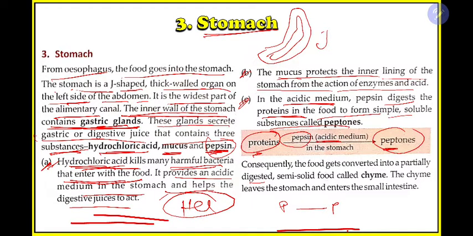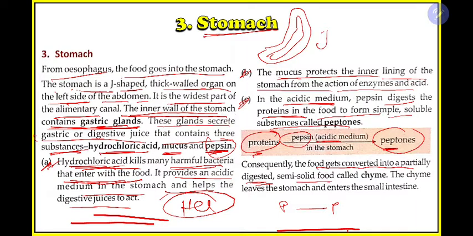So in this step, what happens? So far in the mouth, the starch is converted into simple form with the help of the amylase enzyme. Now in the stomach, the pepsin enzyme is converting protein into simple form, that is peptones. So the food is a little bit digested, right? You can say that the food gets converted into partially digested, not fully complete. The digestion is not completed, but some part is completed. So we can say that it is partially digested.